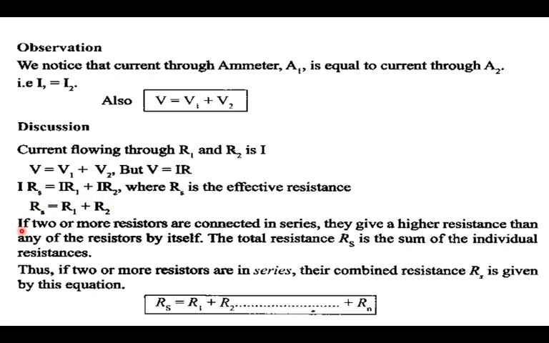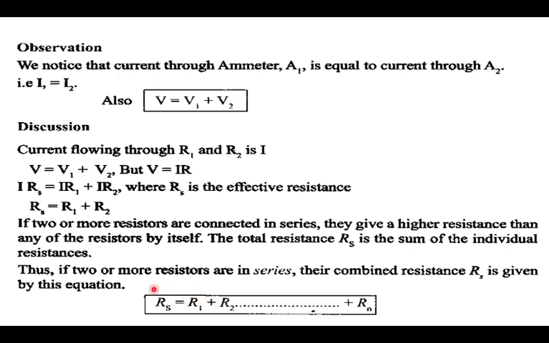So if we continue adding more and more resistors in series, the result is that you are going to get higher resistance. The resistance is going to increase to be greater than any one of them. So in a nutshell, the total resistance Rs in a series circuit is just the sum of the individual resistances. Given a circuit in which resistors are in series, to find the total resistance, you simply add the resistances that are offered there.